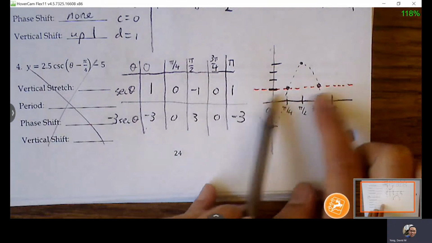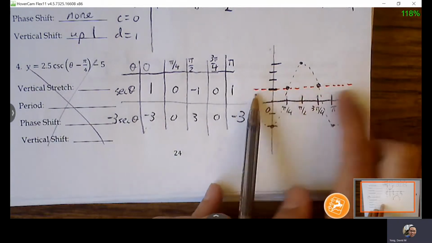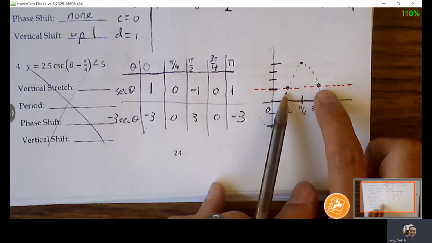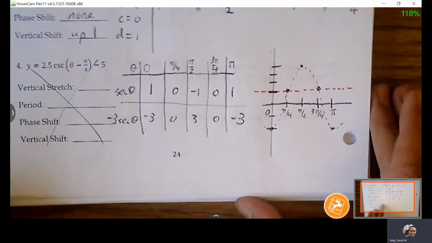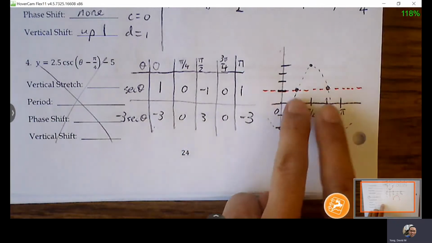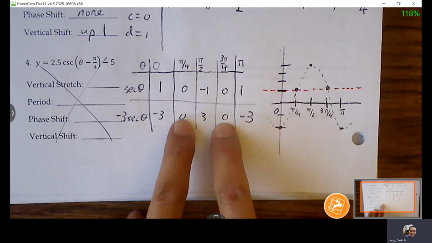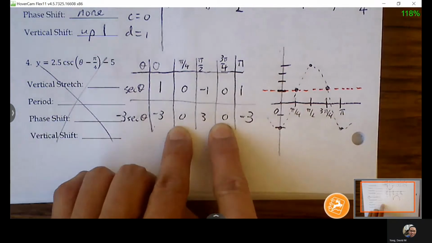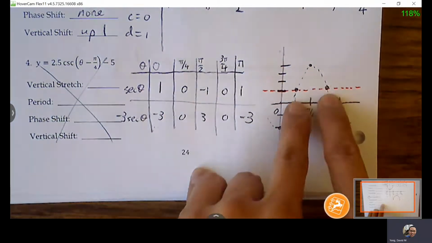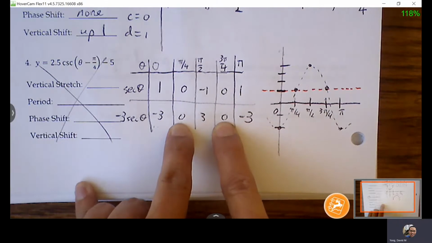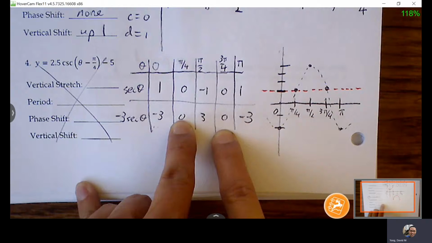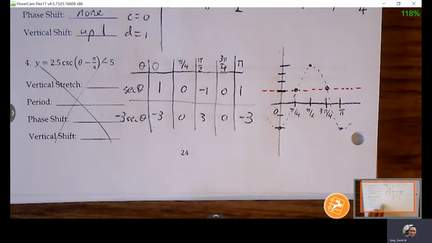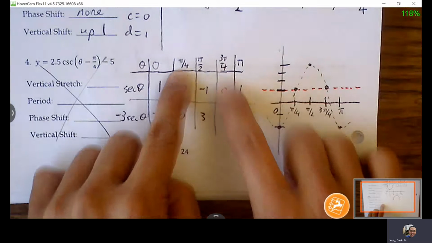So I like to think of it from a visual perspective: wherever the dotted line touches my d value is going to be my asymptotes. Or you can think of it this way: your vertical asymptotes will occur wherever there are zeros for your cosine graph, or wherever there are zeros for the sine graph. That helps you locate them in case you have trouble. You know it's going to occur wherever zeros occur on your secant or your cosecant. So we know there are vertical asymptotes at pi over 4 and 3 pi over 4.